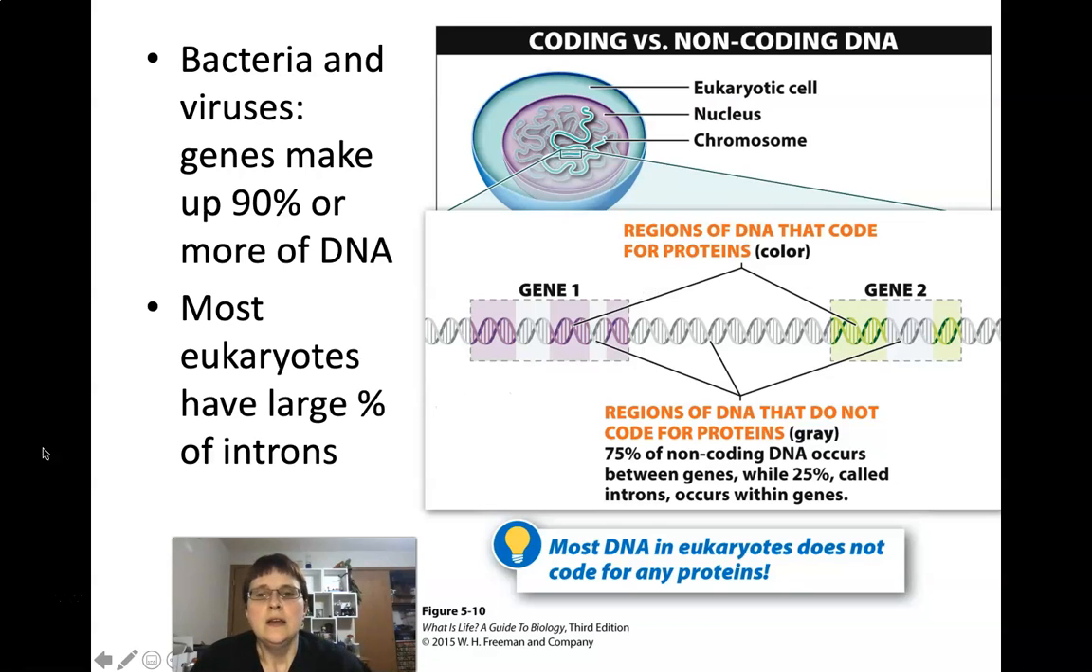Well, eukaryotes have what we call introns. Now, bacteria and viruses have them too, but they're very small comparatively. Introns are sections of DNA that don't code for proteins. And about 75%, as you can see here, of that is in between the genes.